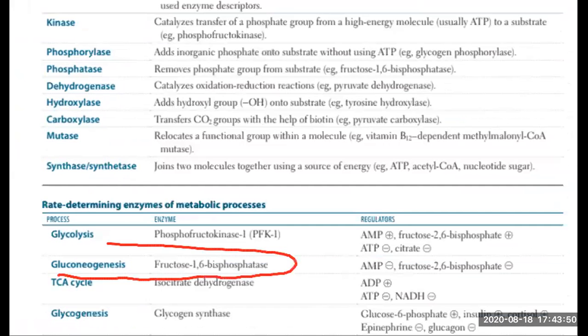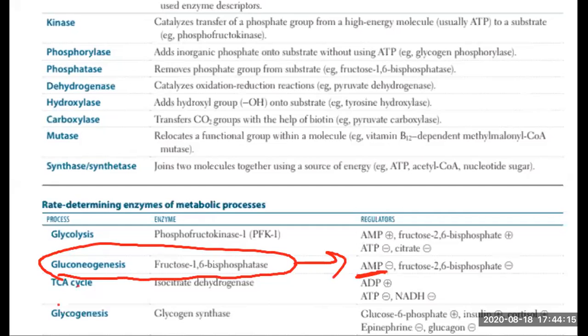gluconeogenesis rate limiting enzyme is fructose 1,6-bisphosphatase. Okay, if this enzyme will not be present, the gluconeogenesis will not occur. You will not be able to form or produce or synthesize glucose from proteins or lipids. Okay, please remember. So now the regulators are AMP is less.